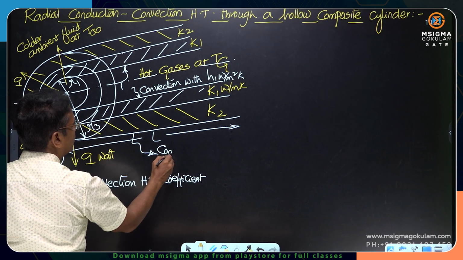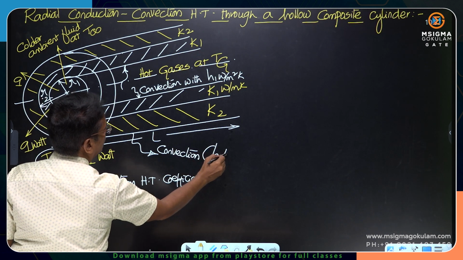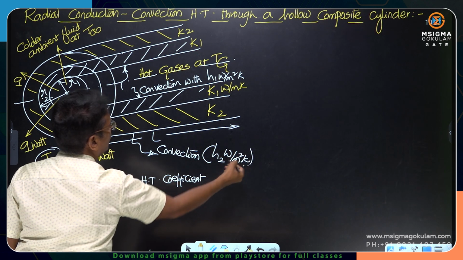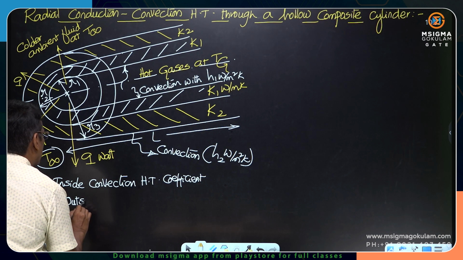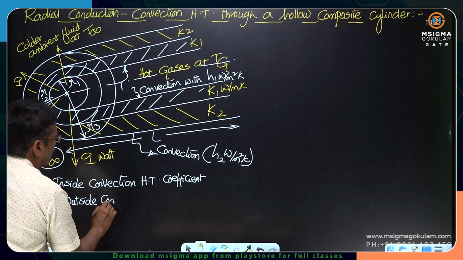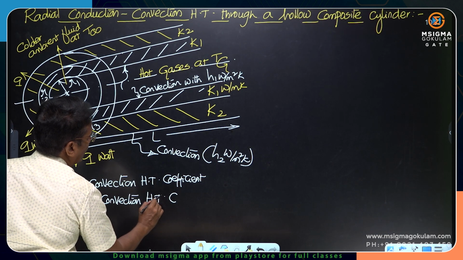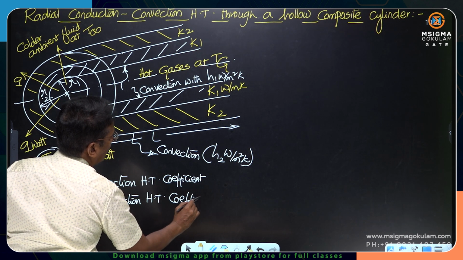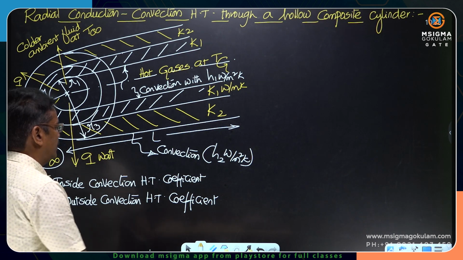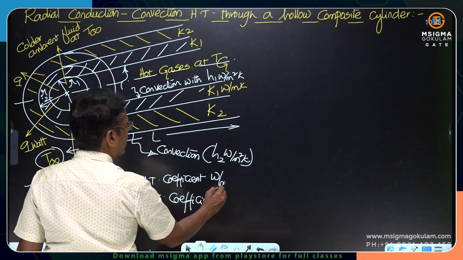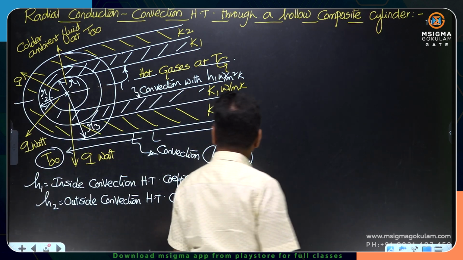This is again convection. Whenever we talk about convection, that should be associated with the convection heat transfer coefficient. You speak of convection, h will be there. That h2 is the outside convection heat transfer coefficient. Units of h are watt per meter square Kelvin. k units are watt per meter Kelvin. k is a property but h is not.